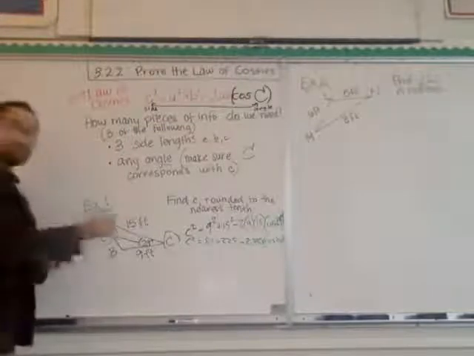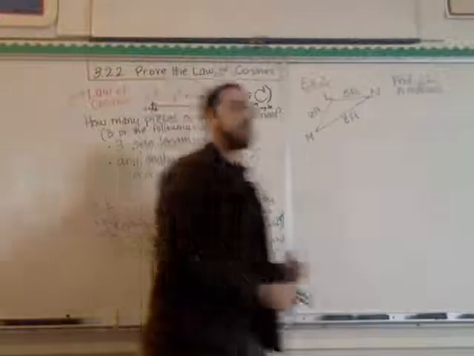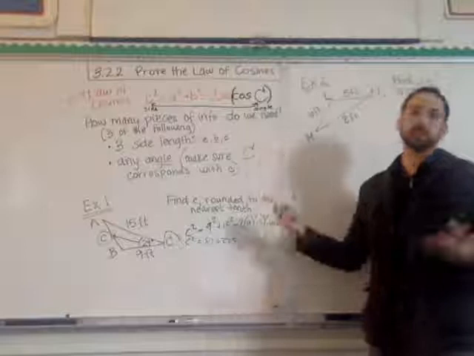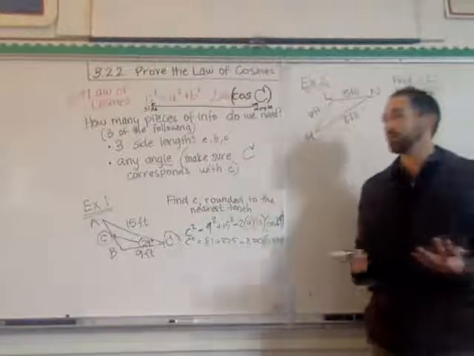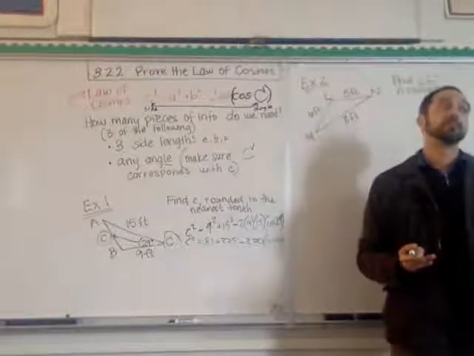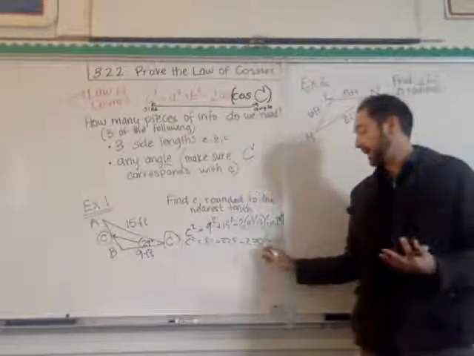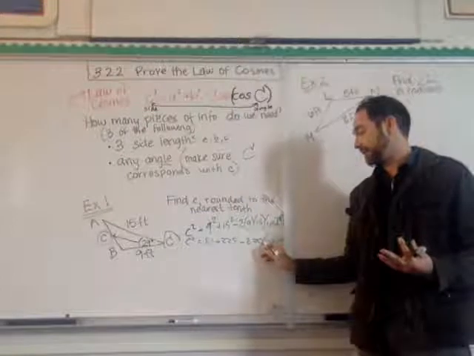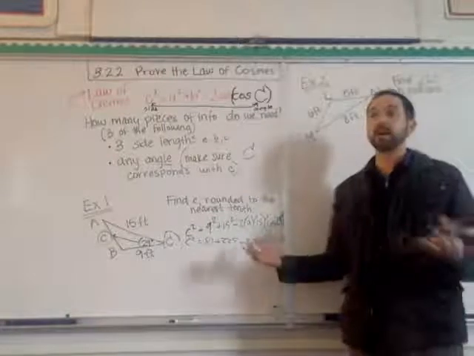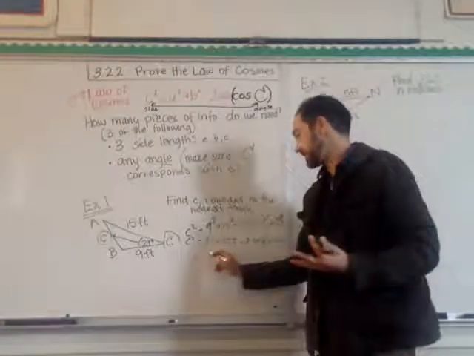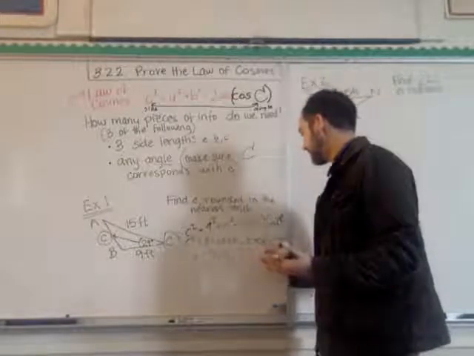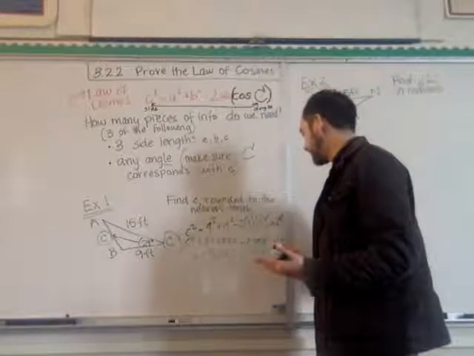So some people are doing this. 81 plus 225, that's 306. 306 minus 270, that seems like it's right. I get 36. Why isn't that right? Negative 270 times the cosine 29 degrees. So it's a matter of PEMDAS. If I work this out, I know this is going to be 306 minus 270 cosine of 29 degrees.